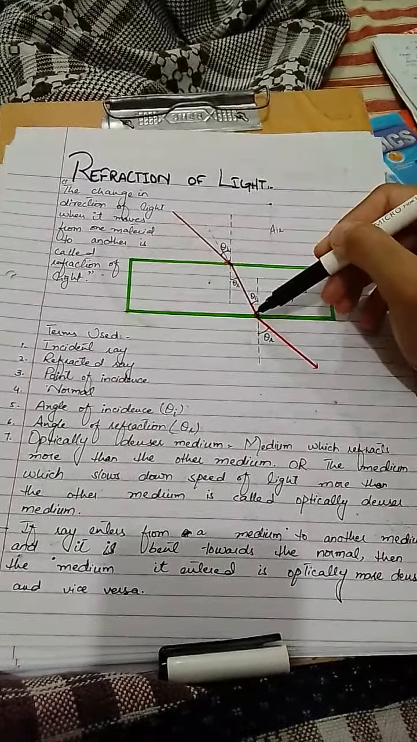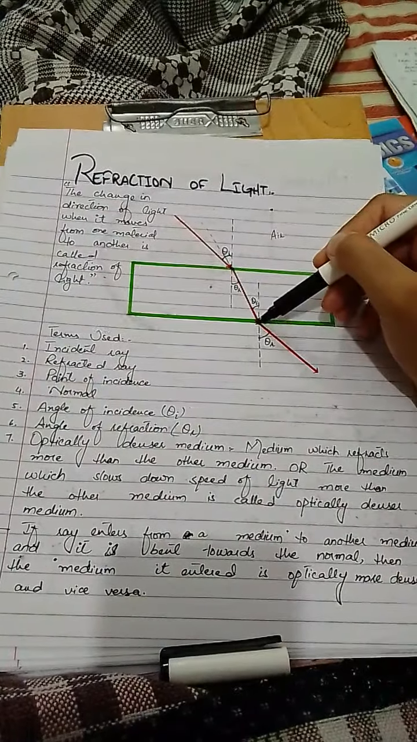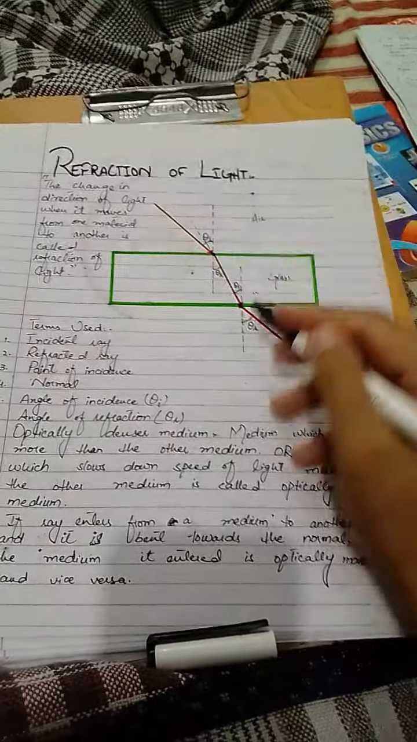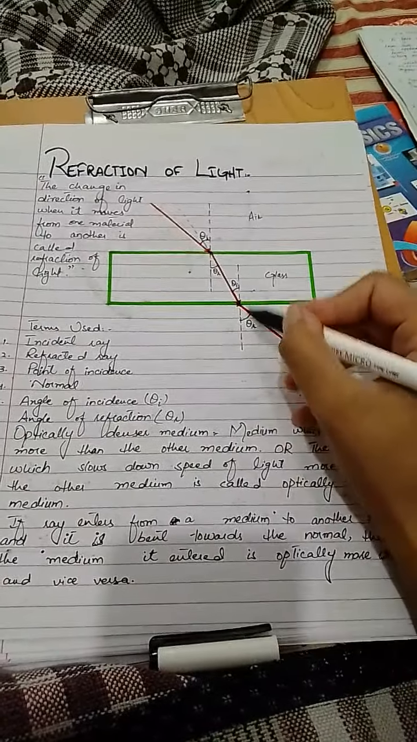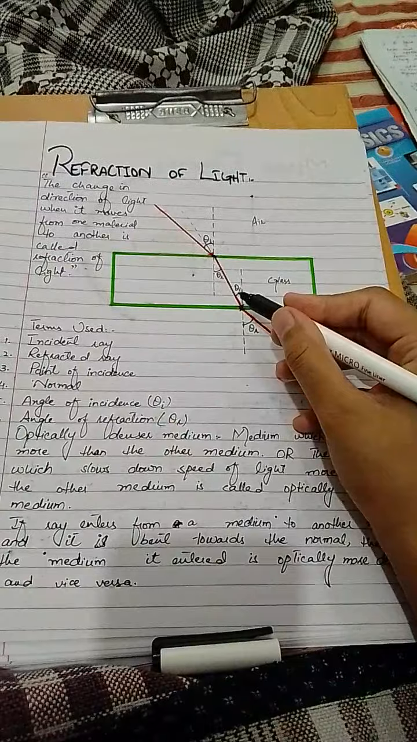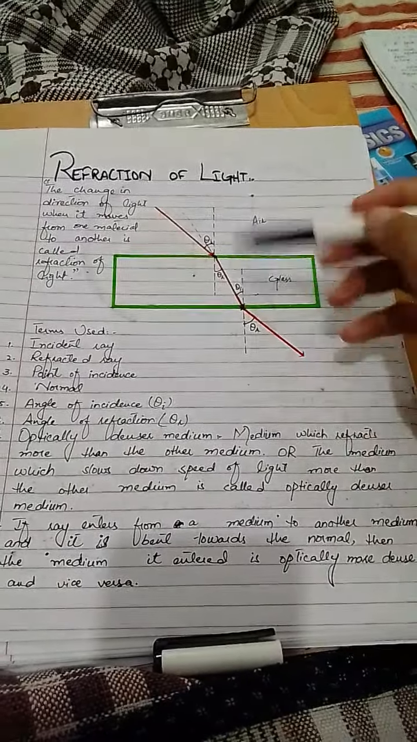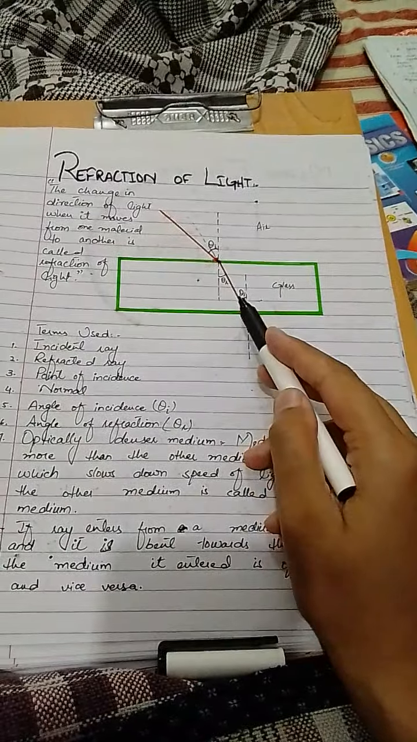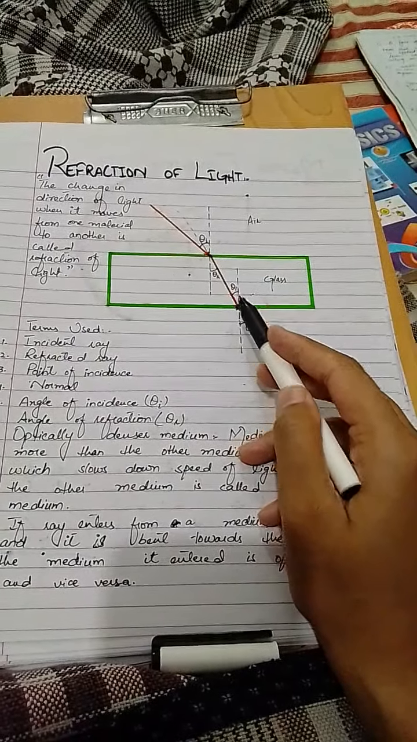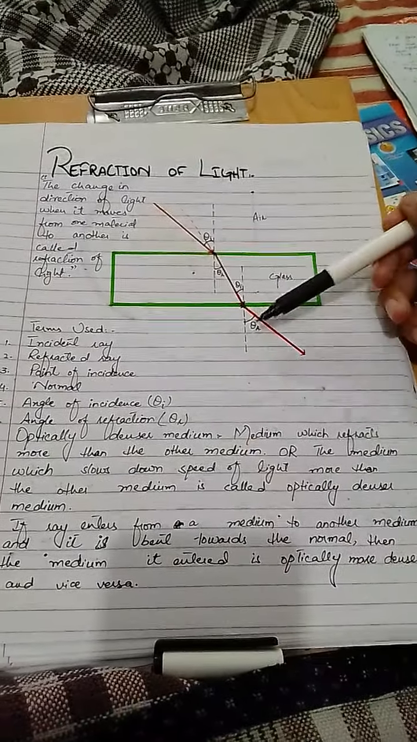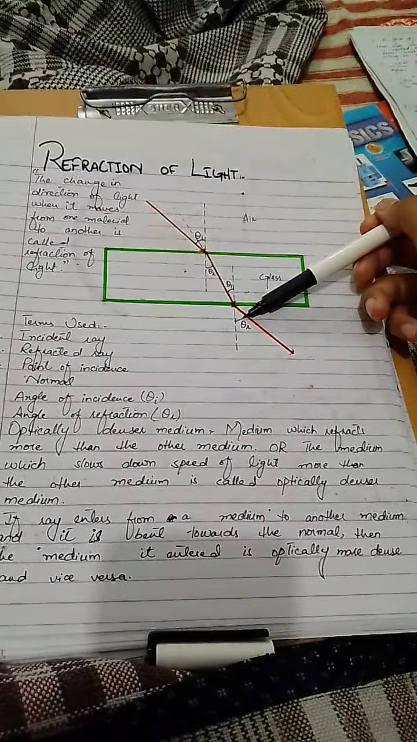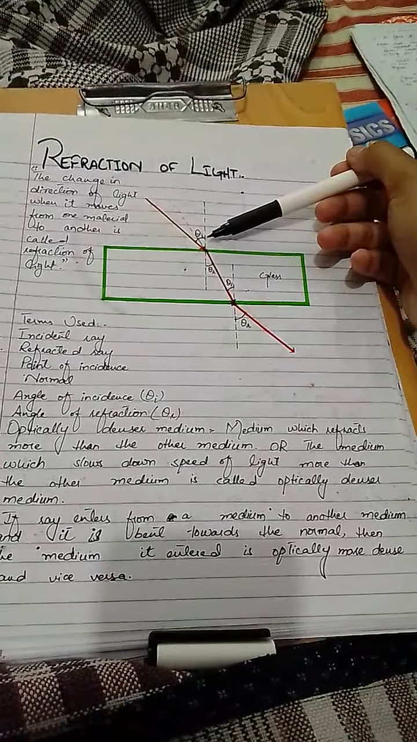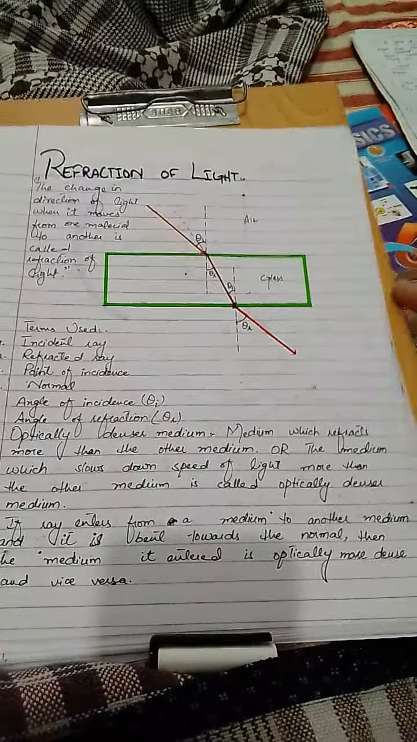Okay, so now the light ray travels into the glass, and when it strikes the point of incidence, it gets refracted by an angle which is more than the angle of incidence. Okay, so now the angle of refraction in the first case would be equal to the angle of incidence in the second case. And the angle of refraction in the second case would be equal to the angle of incidence in the first case.